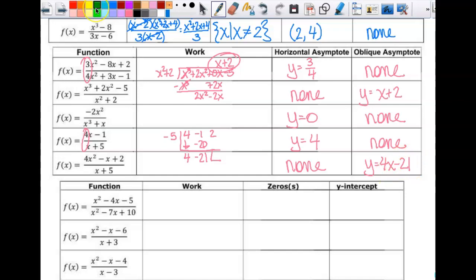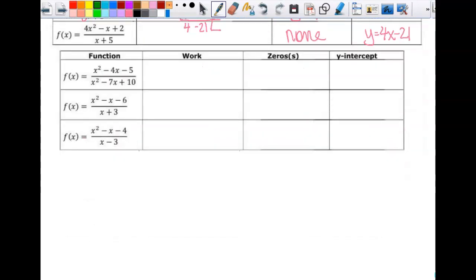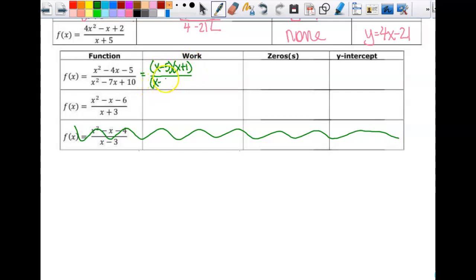On this last set, we're going to omit the very last one because it doesn't factor. So we can still do it. We just have to use the quadratic formula, and we don't need to do all that. Okay, so to find my zeros, I do need to factor. So I'm going to factor this, and I'm going to get x minus 5 times x plus 1 over x minus 5 times x minus 2.